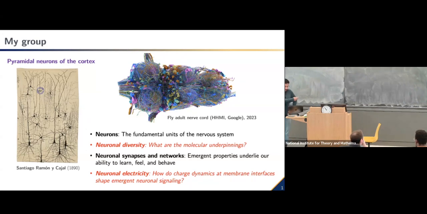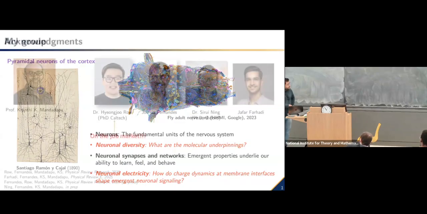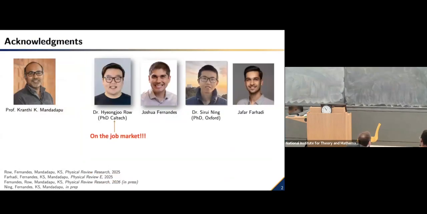And of course, we are not the first to think about this problem, and as I go along, I will certainly acknowledge the works that have inspired our thinking. To acknowledge, this is a close collaboration with my friend and colleague Kranthi Mandadapu, who's a continuum mechanician and a physicist. The work I'm going to describe today was led by a postdoc, Hyungju Roh, who was actually on the job market, and a grad student, Josh Fernandez. Over the last couple of years, we've also recruited a couple of others. For example, Sirui Ning is a recovering string theorist who's joined the fold, and Jafar has also been working on some problems.